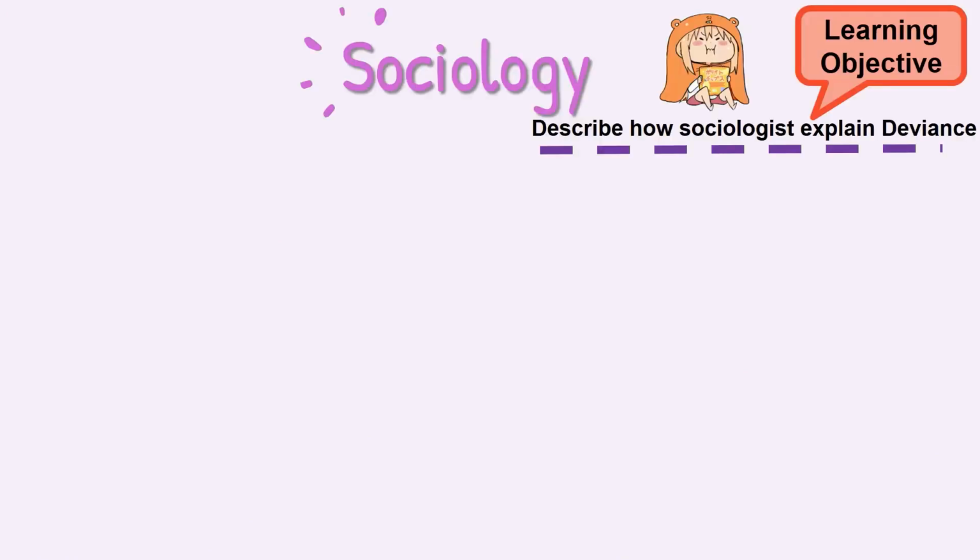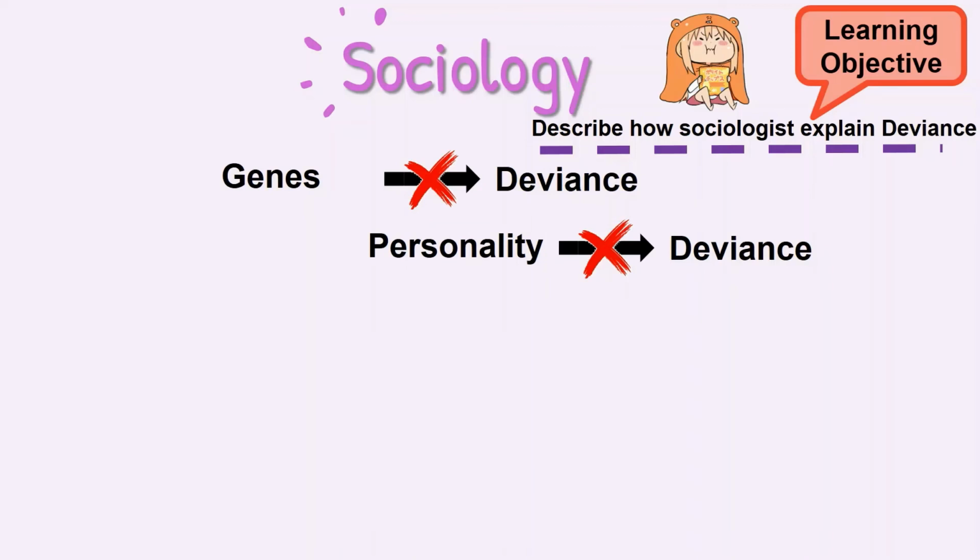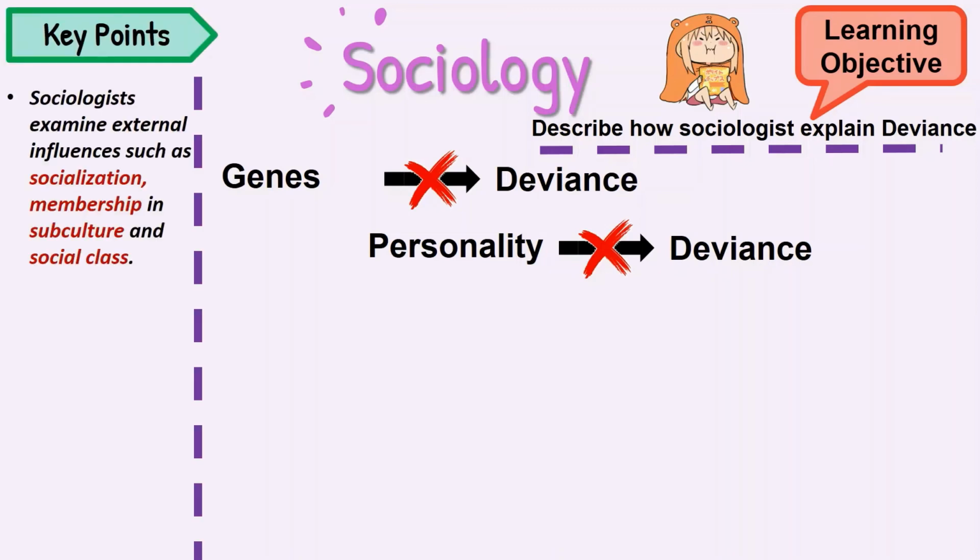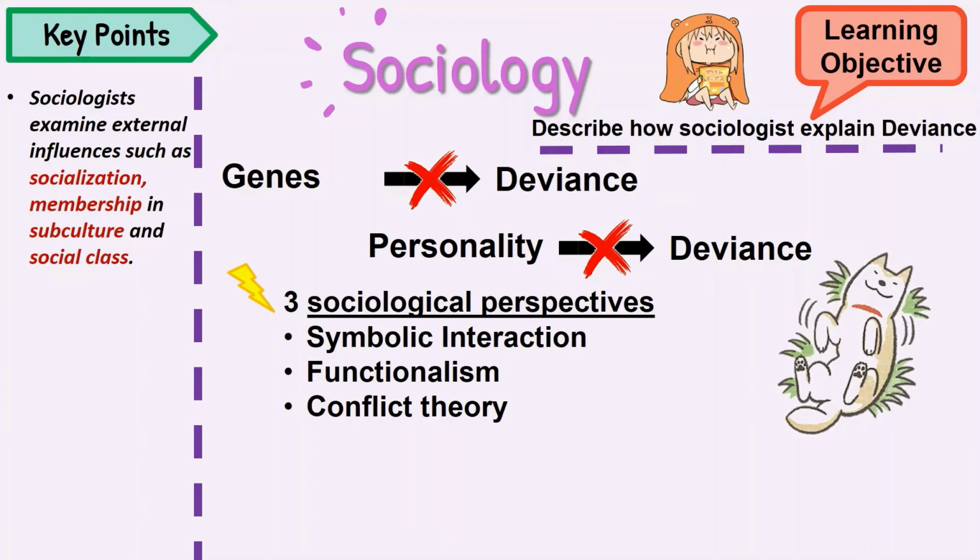Because sociobiology and psychology fail to prove the relationship between deviance and criminality, here's where we can turn to a sociological approach, which focuses on factors outside the individual. So unlike biologists and psychologists who believe genes and personality are what lead people to deviance, sociologists think that social influences, such as socialization, membership in subculture, and social class are what lead people to break the norm. And to explain further, they apply three sociological perspectives, such as symbolic interaction, functionalism, and conflict theory, which will be covered by Kanigan, Lagane, and Piron in respective order.